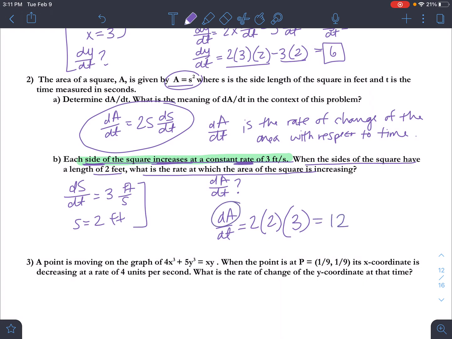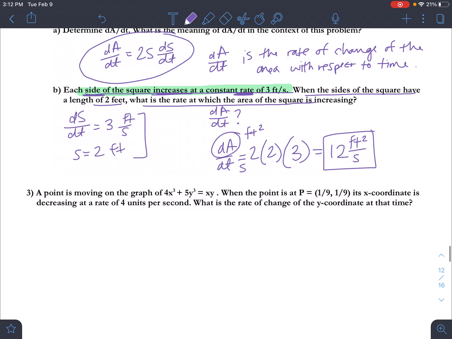Now this is area, which would be in feet squared per second. So feet squared per second. That's how the area of the square is increasing. Now obviously this would be different if I gave you the rate of change was 4 feet per second, the side lengths were 6. This would be a totally different answer. So it's just at this particular moment in time what's happening.